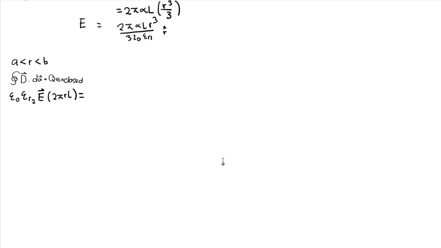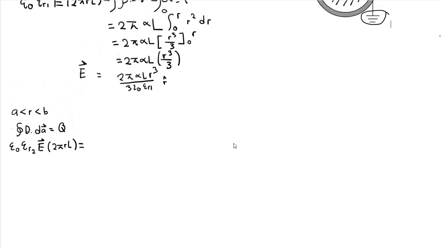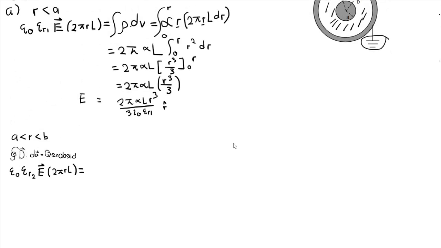So what we do is we just copy this particular electric field over here, but this time replacing the radius r with a instead, because the charges are only up to a for the first dielectric material. And so let's just do this first because it's easier. 2 pi alpha L with a bracket of a cubed over 3.